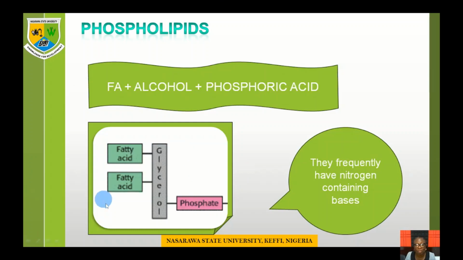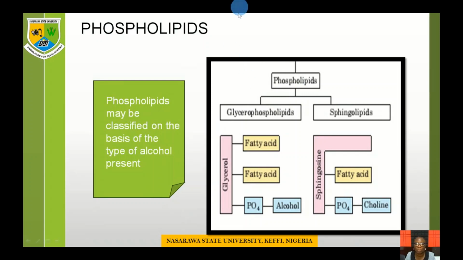So this is a schematic diagram of a phospholipid. This is the glycerol, which is the alcohol, which is the backbone. Then you have the fatty acid being esterified to the glycerol backbone. Then you have a phosphate group, and this phosphate group can also be linked to these nitrogen containing bases. The phospholipids may be classified on the basis of the type of alcohol that is present.